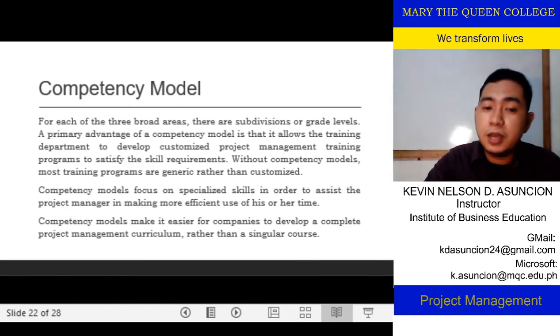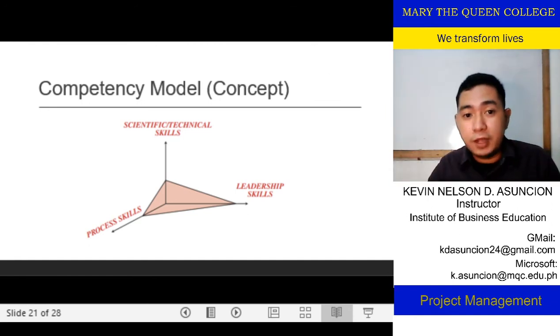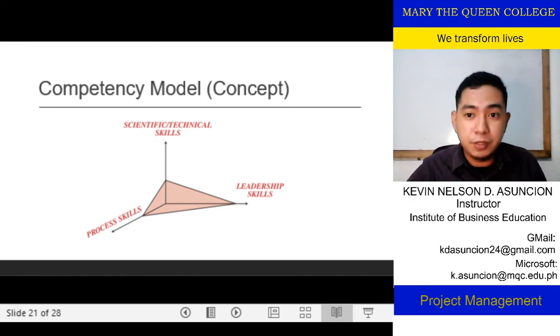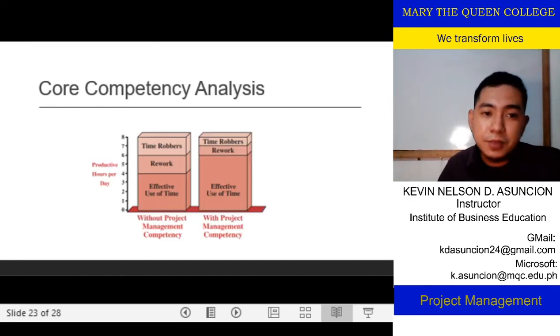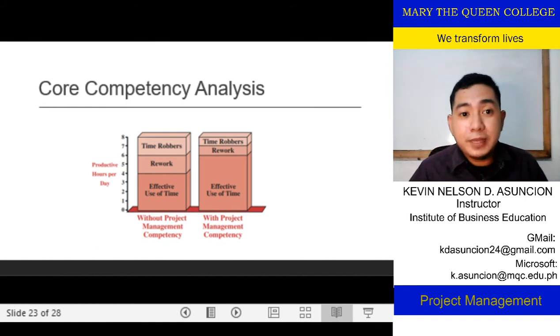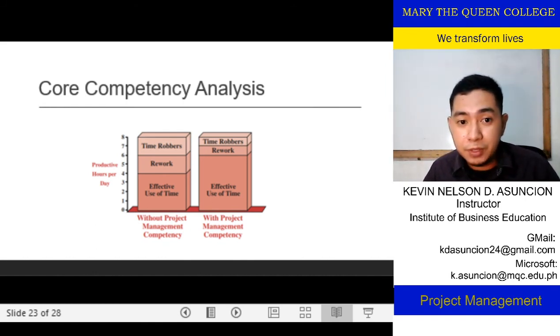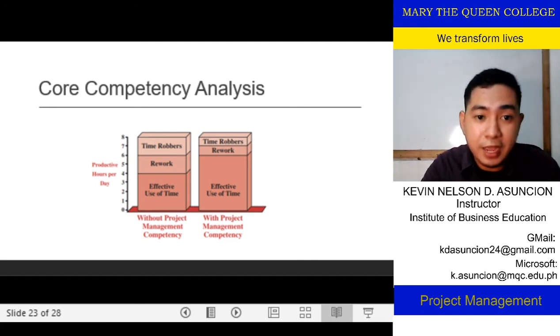So you are able to identify what type of skills you need to train a project manager and a project member in a team. Knowing those competencies, you can effectively use your time. So with project management competencies, you can effectively use your time.